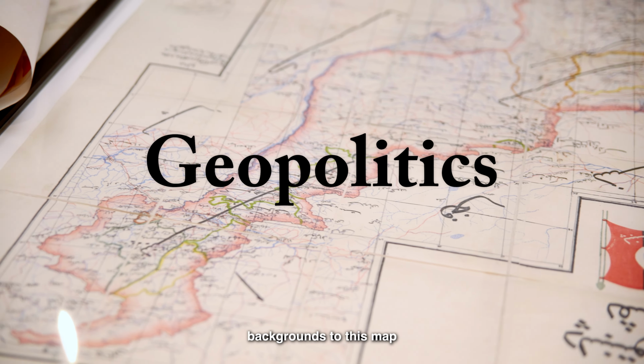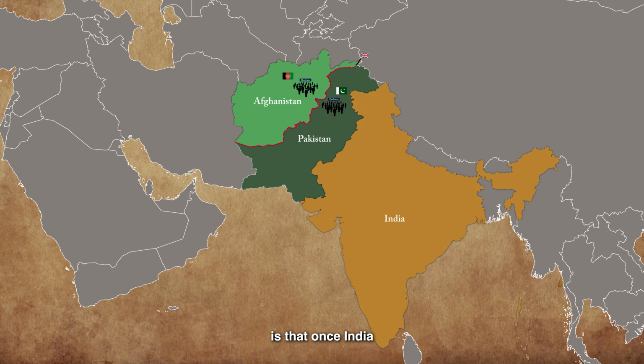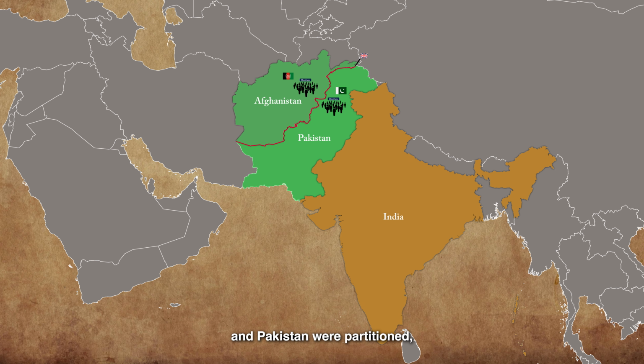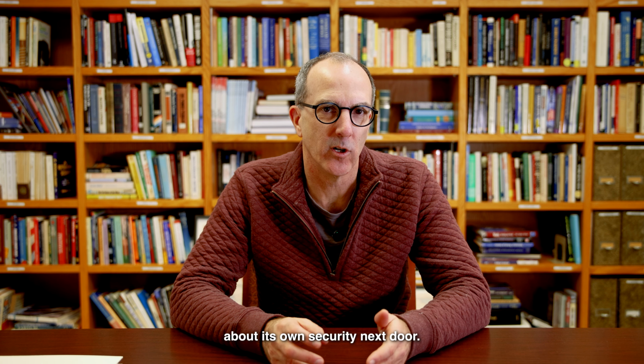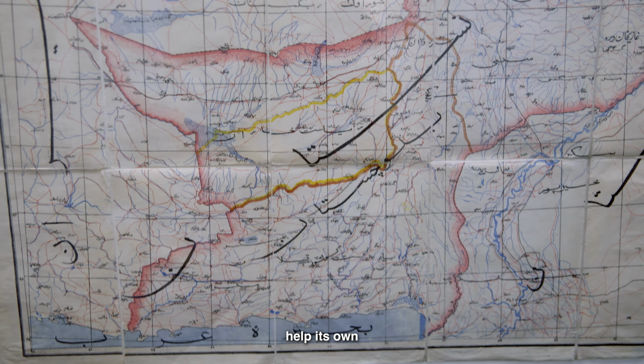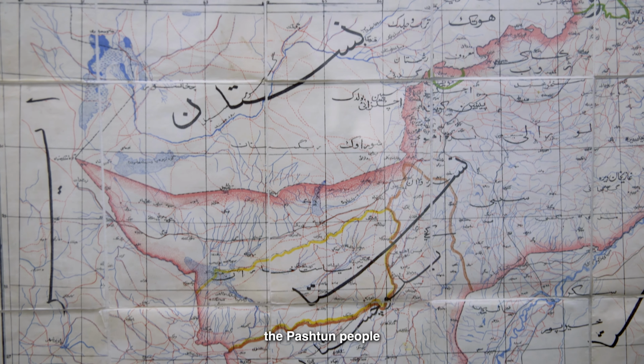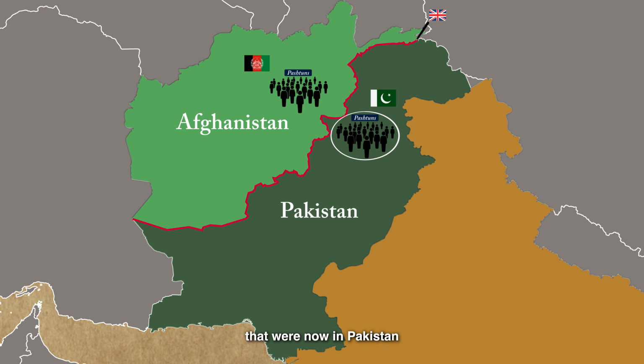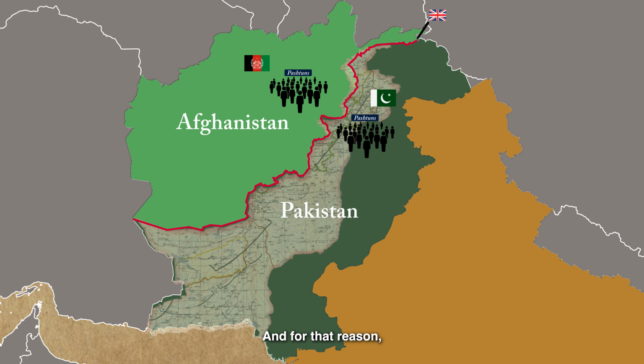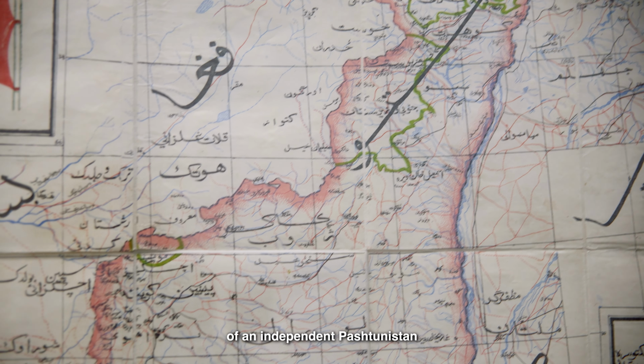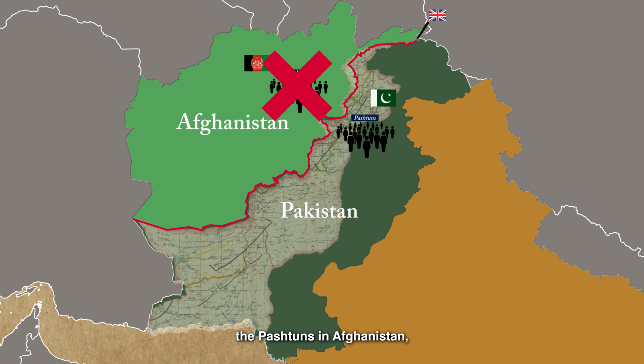One of the geopolitical backgrounds to this map is that once India and Pakistan were partitioned, Afghanistan had concerns about its own security next door, and one of the ways it thought it could help its own security was to encourage the Pashtun people that were now in Pakistan to form their own state. And for that reason, they helped create this map and create the idea of an independent Pashtunistan that didn't include the Pashtuns in Afghanistan, but just the Pashtuns in Pakistan.